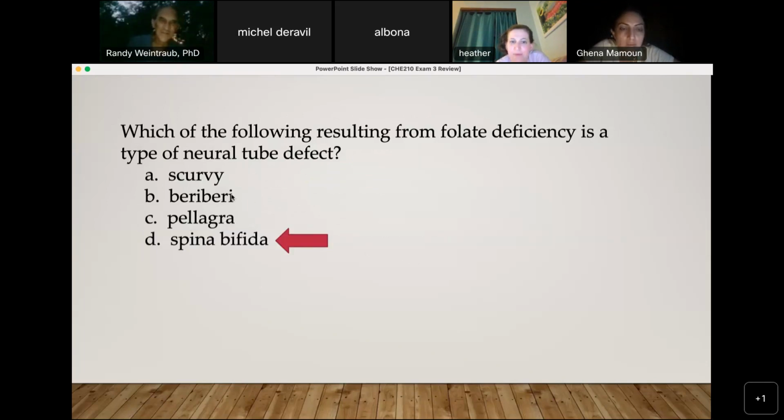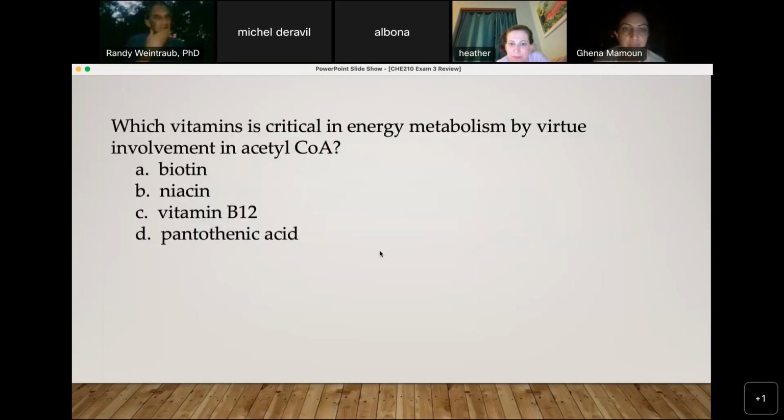Beriberi is the first B vitamin that we mentioned. It's B1, it's thiamine. Okay. Which has a critical role in energy metabolism by virtue of its involvement in acetyl-CoA? D. Yes, pantothenic acid. Pantothenic acid. Right, from its structure, it's actually kind of acetyl-CoA.